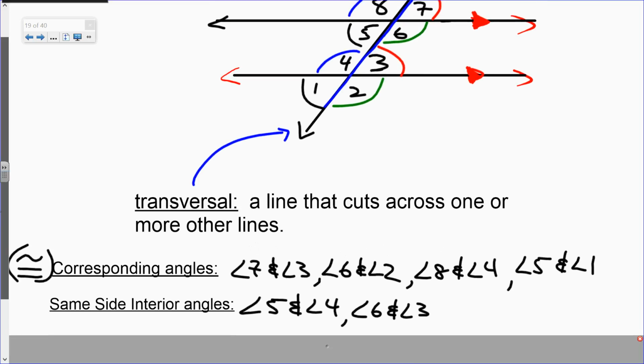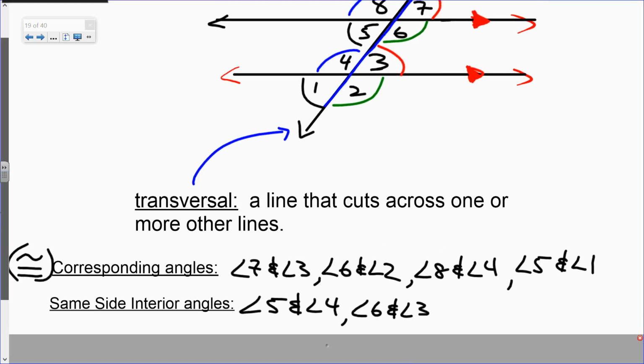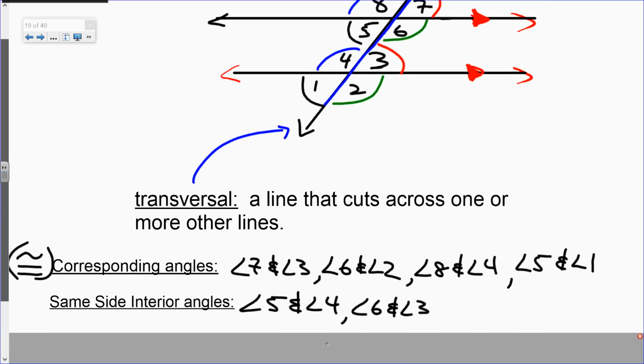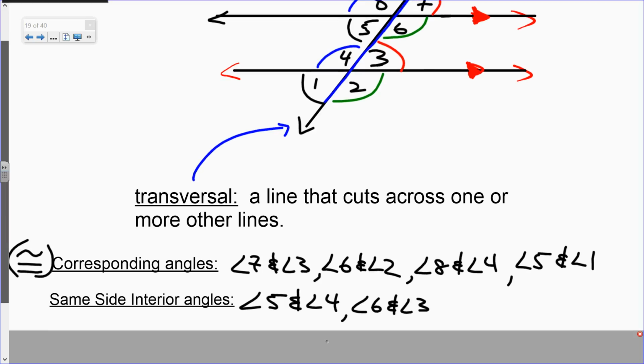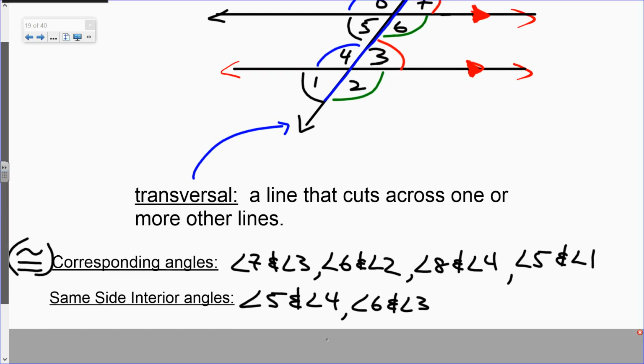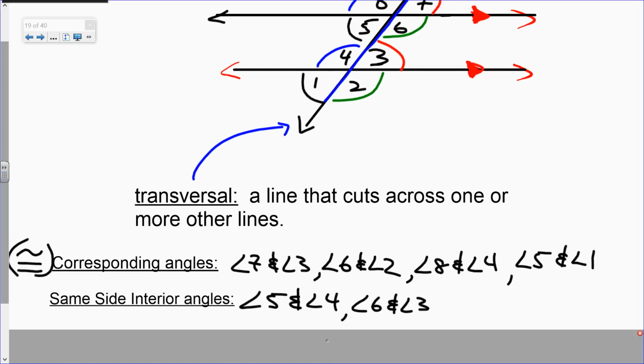Same side interior angles. Now, what's special about same side interior angles? Are they congruent or are they supplementary? Well, these are not congruent. These are supplementary. So I'm going to put SUPP next to same side interior.